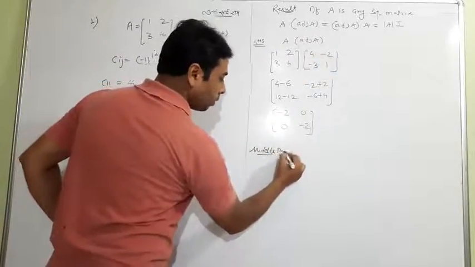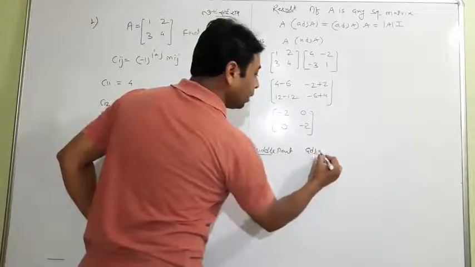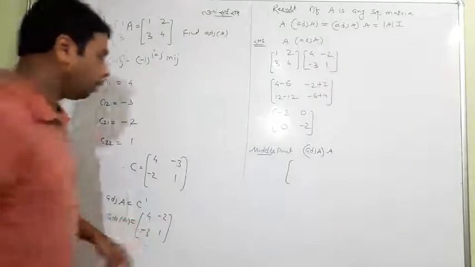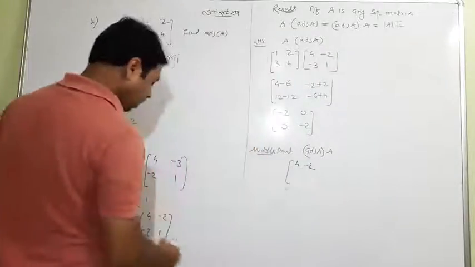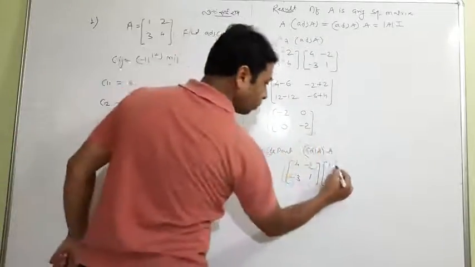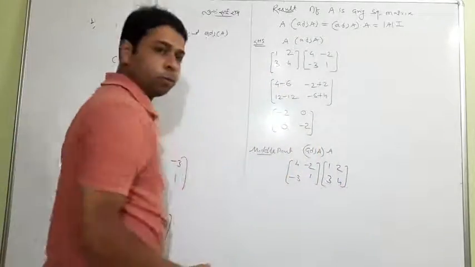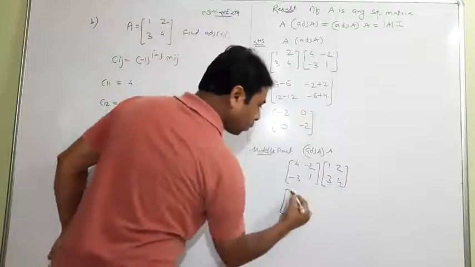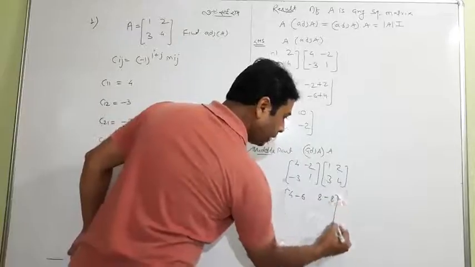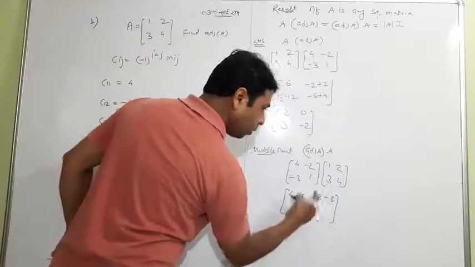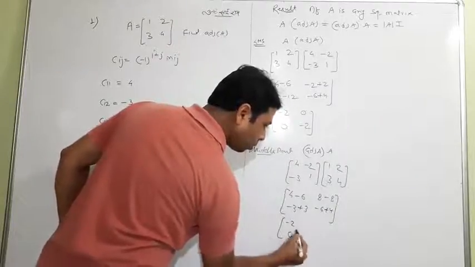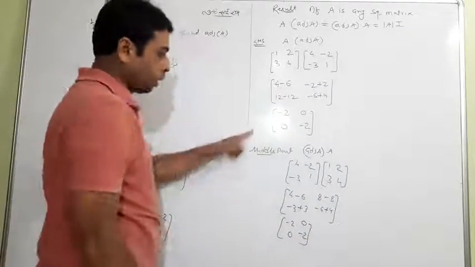Now the middle part will be adjoint A into A. What is adjoint A? 4, -2, -3, 1 into A. What is A? 1 2 3 4. Now multiply them. First row, first column: 4 minus 6, 8 minus 8, -3 plus 3, -6 plus 4. This is -2, 0, 0 and -2. These two sections are equal.